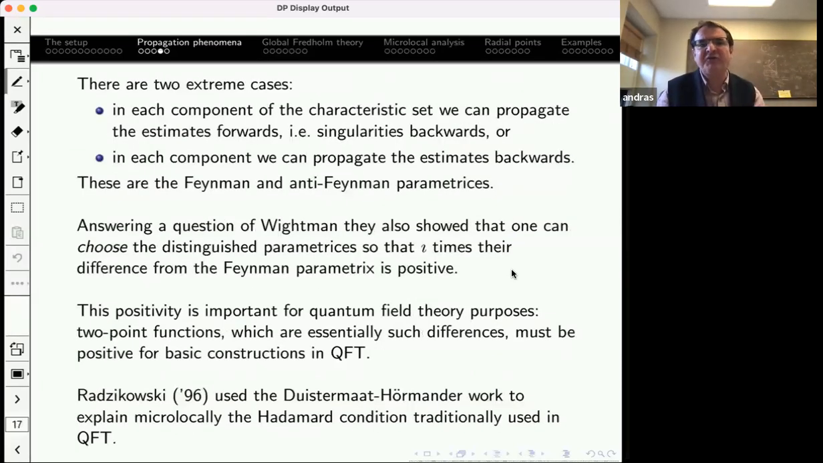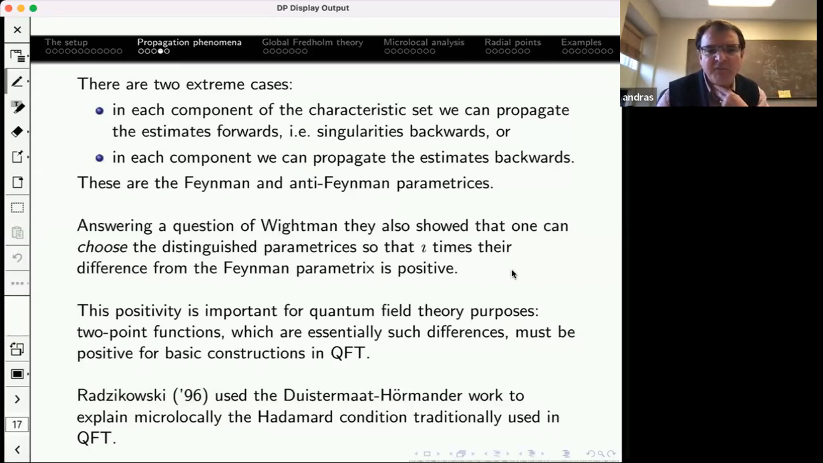In general, there are 2 extreme cases. We have a bunch of connected components, and this is why I call them the extreme propagators. There are 2 rational things that an independently minded person would do. Either in each component of the characteristic set you propagate estimates, or regularity, forwards, that is, singularities backwards, or you do it the other way around, so in each component you propagate the estimates backwards. These are the Feynman and the anti-Feynman parametrices for Duistermaat and Hörmander.